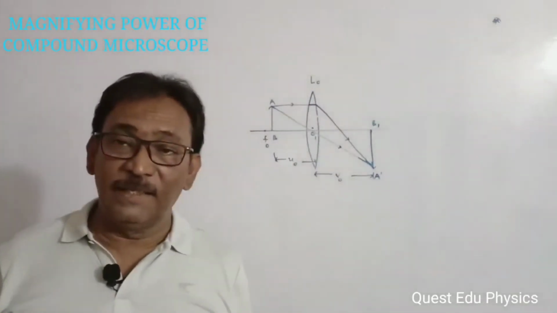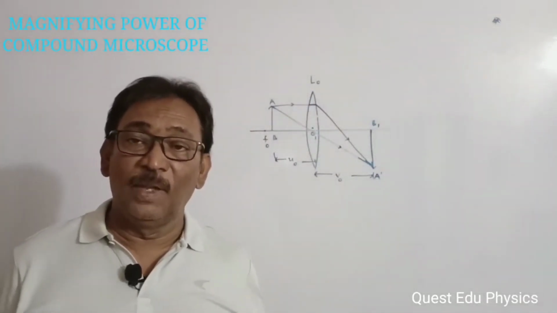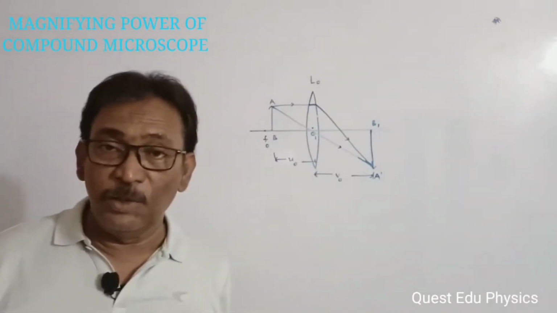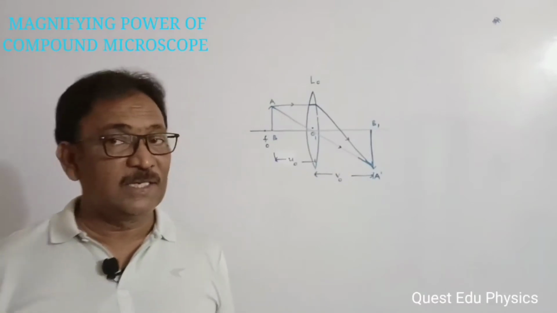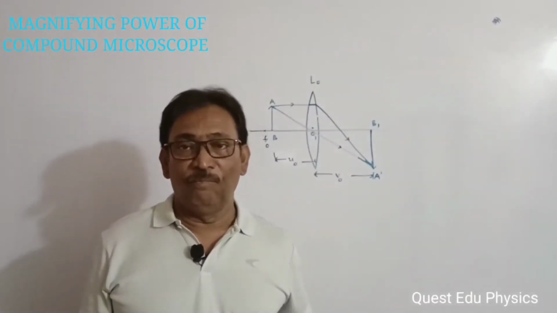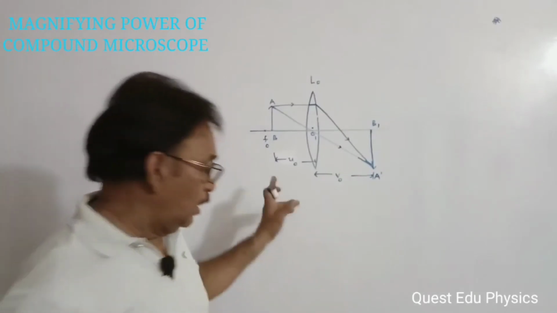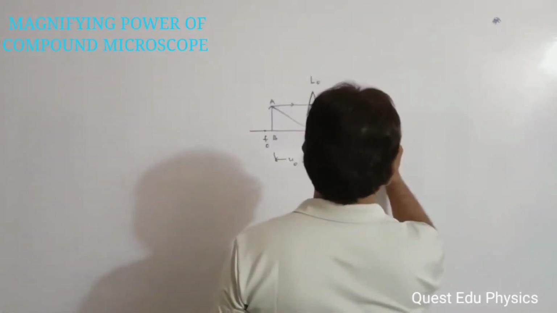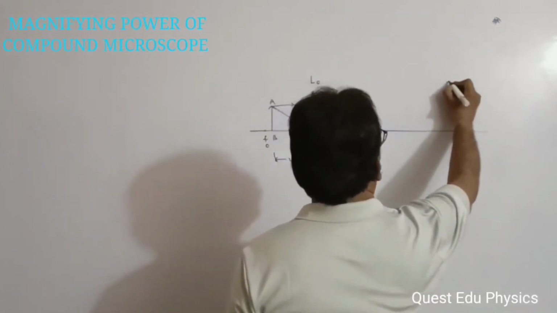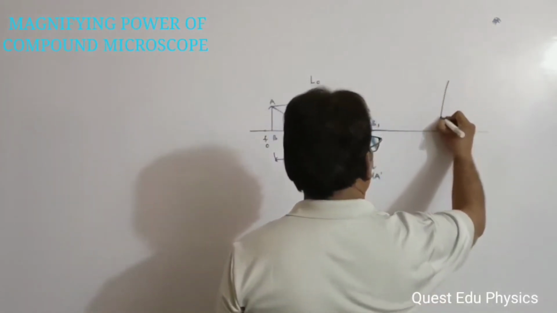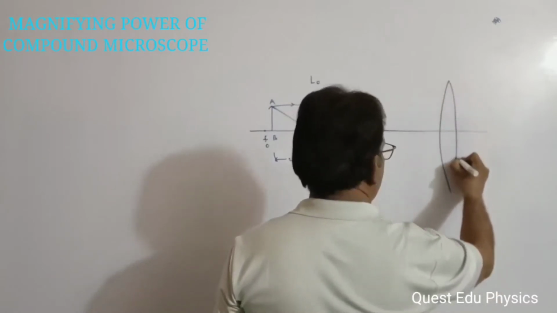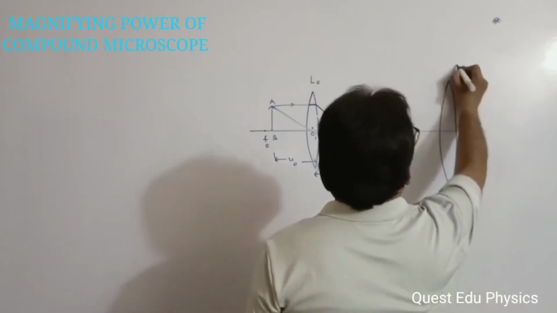While constructing this, you have learned that the two lenses are mounted coaxially in a metal tube. The distance between the lenses can be adjusted by using the rack and pinion, I said. Here we have to take the common axis. It is the common axis. I am taking one more lens. Let's say it is the eye lens, students.